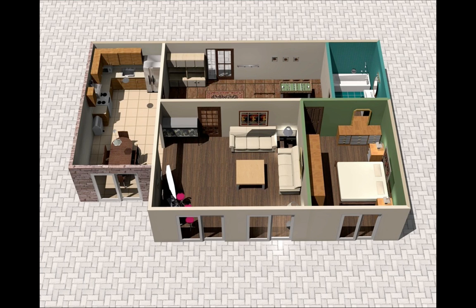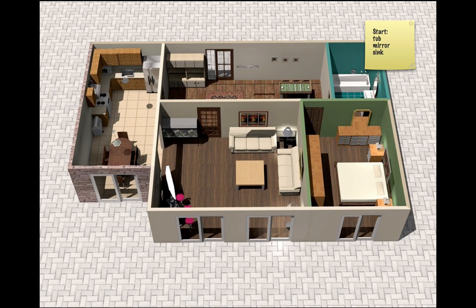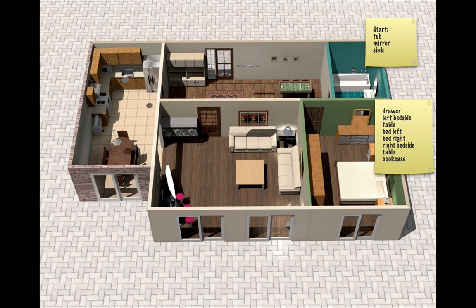Just to take something that we all recognize, which is a home, I want to suggest that when you make a memory palace, you want to collect a series of stops or locations inside of it, what I often refer to as stations. Stations are things like the tub, the mirror, and the sink. I'm going to move through this house in a clockwise fashion, and there's a reason for that I'll talk about in a minute. Some of the other stations would be the drawer, the left bedside table, the right bedside table, and so forth.